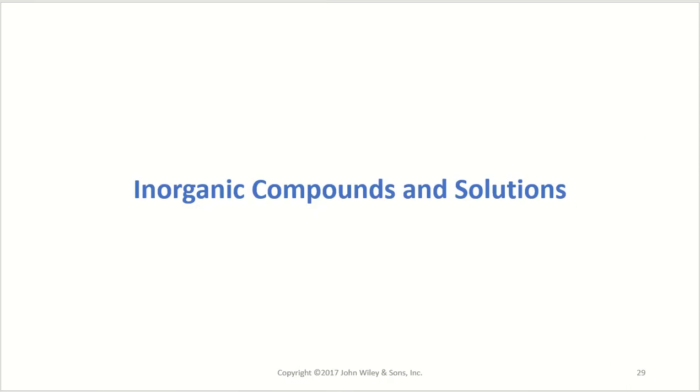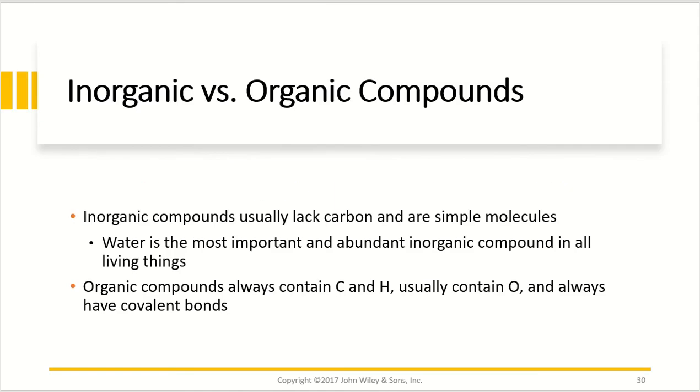So that brings us into our inorganic compounds and solutions. Inorganic compounds are typically going to lack carbon, and they're usually going to be a kind of simpler molecule. Water is a fantastic example of an inorganic compound. This is going to be the most important and most abundant of the inorganic compounds in all living things that we know of today. Organic compounds are going to contain carbon and hydrogen, and usually sometimes an oxygen, and these are always going to have covalent bonds. These are going to be a huge deal in biological chemistry or biochem, because this is basically what we're made of. Inorganic compounds are a little bit simpler. They lack that carbon, whereas organic compounds are always going to have a carbon, and usually they'll have a hydrogen in there too.